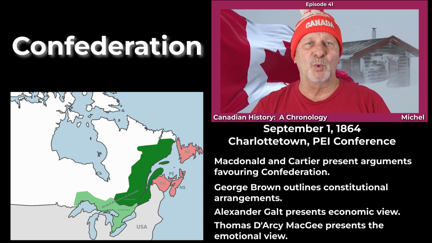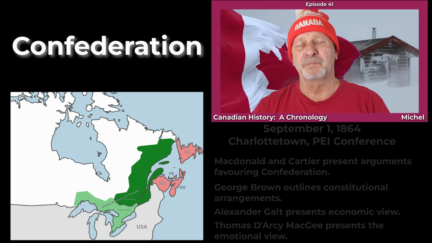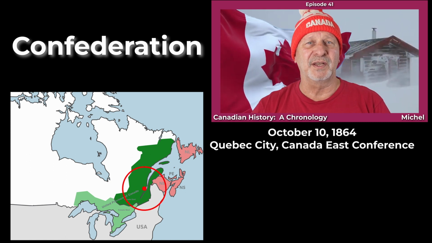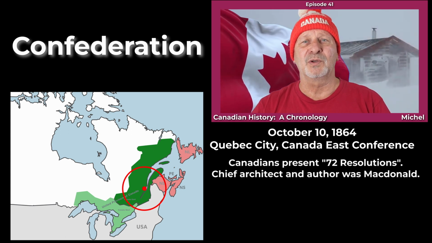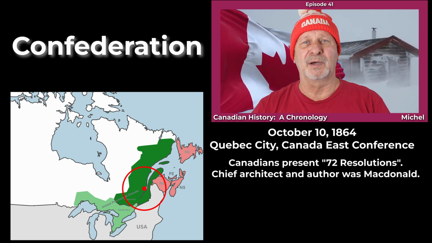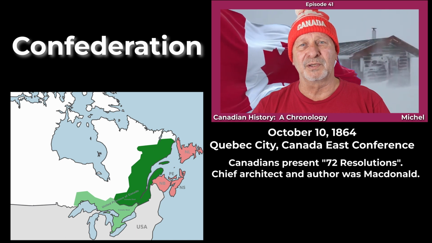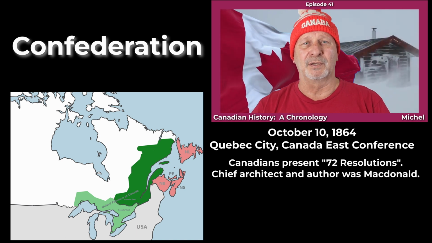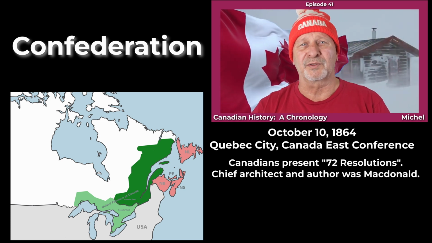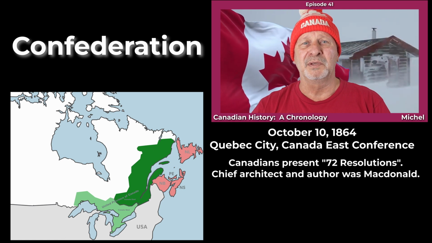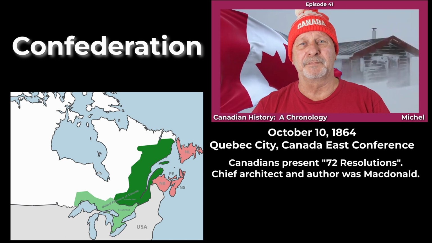The Canadian tag team worked, and the maritime delegates agreed to meet again in Quebec City to work out the details. The Quebec Conference was held in October of 1864. The Canadians presented 72 resolutions outlining the specifics of a possible union. The chief architect and main author of the resolutions was John A. Macdonald. At the Quebec Conference, the delegates refined, revised, and reworked the resolutions. They may have argued, debated, and even laughed, but they eventually came up with a final plan.